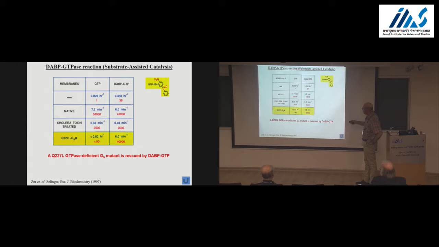While for DAP-GTP, this was striking. It was exactly the same rate as we got in the wild-type protein. So indeed, it is substrate-assisted catalysis. Only on this substrate, we got the activity. So we were able to rescue this protein.